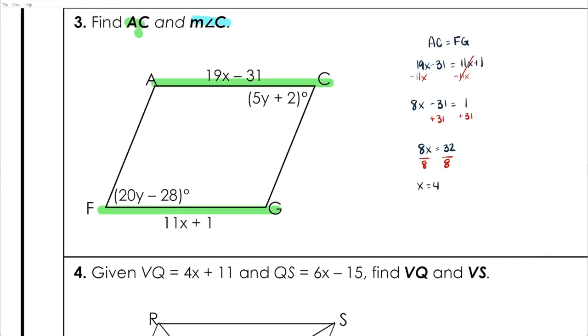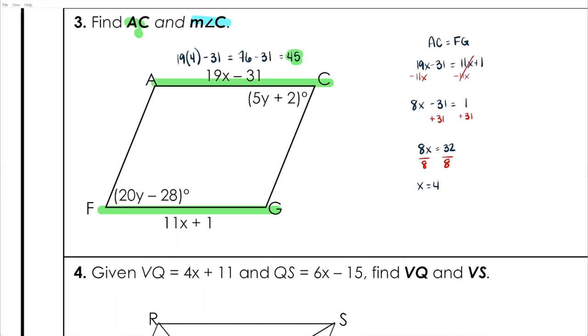So what we're going to do is take that 4 and substitute it in. I'm just going to do it right up here so we kind of know where we're coming from. So we get 19 times 4, which is 76. 76 minus 31. Let me go ahead and verify 19 times 4. Trust myself. 76 minus 31. So we know that the length of AC is 45.